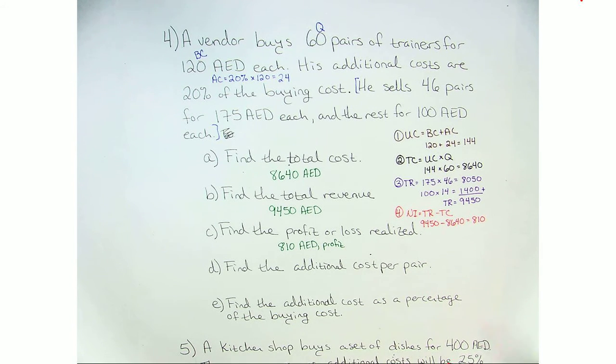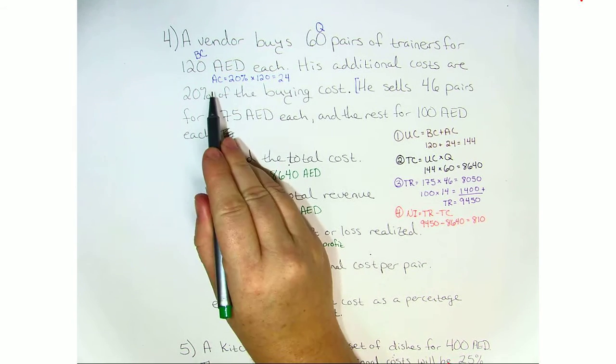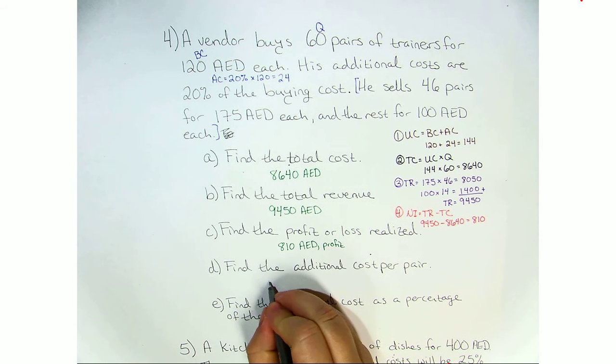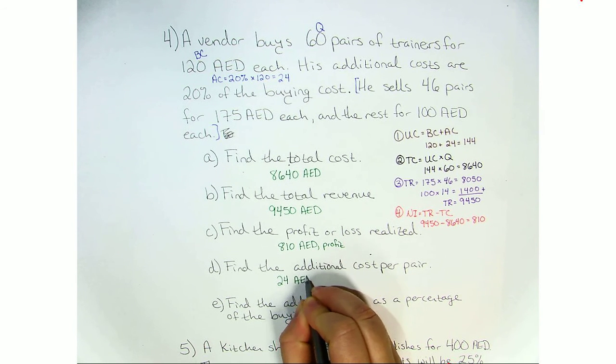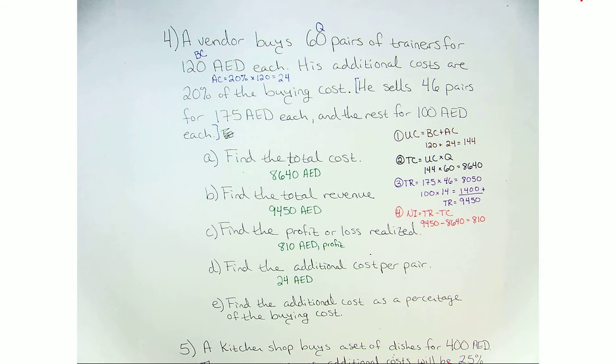Find the additional cost per pair. Well, this we actually did when we were solving it earlier. So additional cost was 24 dirhams. And the last question is, find the additional cost as a percentage of the buying cost. Okay, so once again, we have the as a percentage part. So we put the first thing on top and the second thing on bottom.